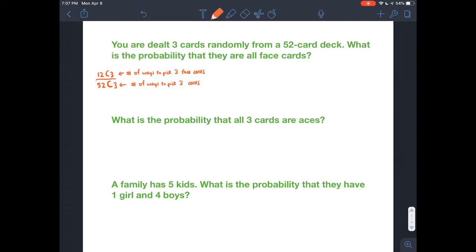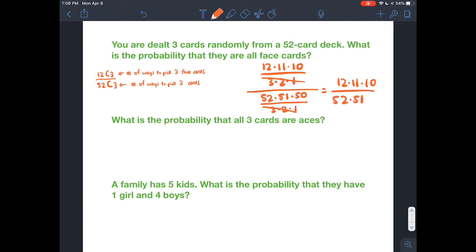Okay, so 12C3 is 12 times 11 times 10 over 3 times 2 times 1, divided by 52 times 51 times 50 over 3 times 2 times 1. Okay, so notice that we have a 3 times 2 times 1 in the denominator in both the top and the bottom, so those actually cancel out. So this just equals 12 times 11 times 10 over 52 times 51 times 50.